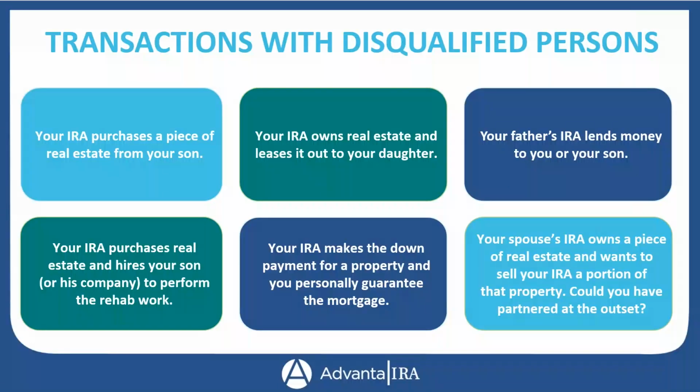Your IRA owns real estate and leases it out to your daughter. Again, that's transacting with your daughter. Even if it was at a fair market value basis, it's still going to be considered prohibited.